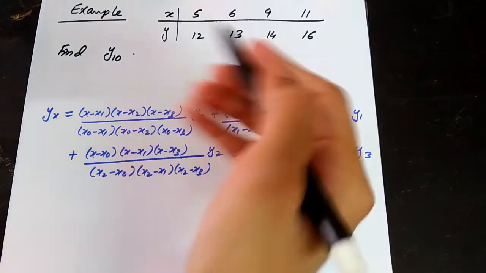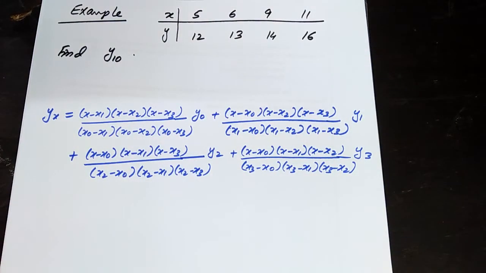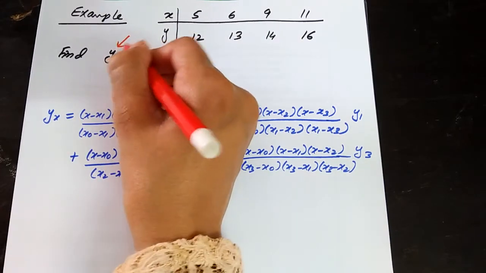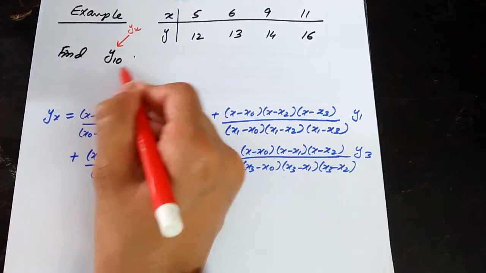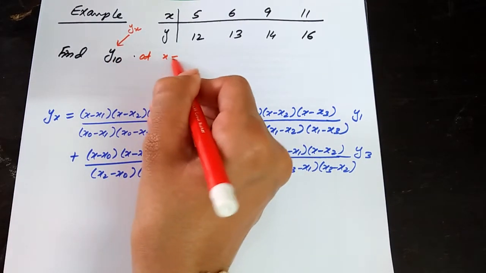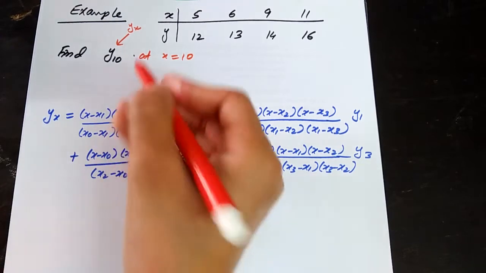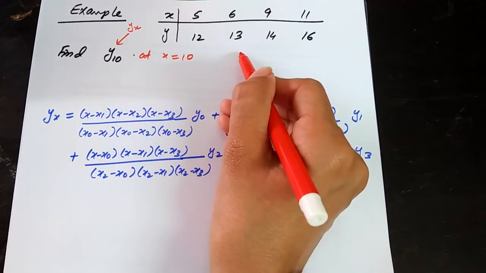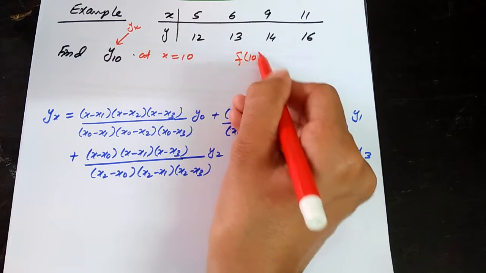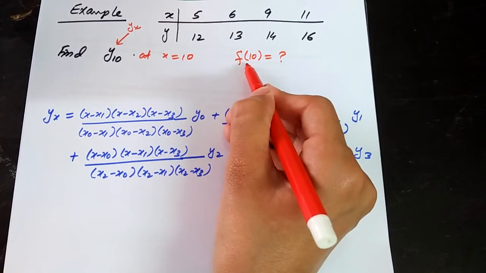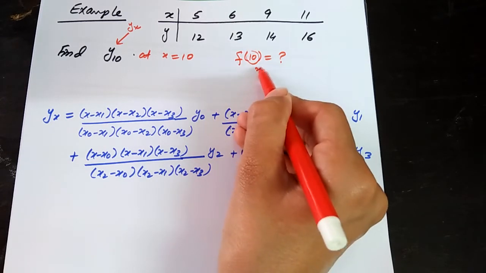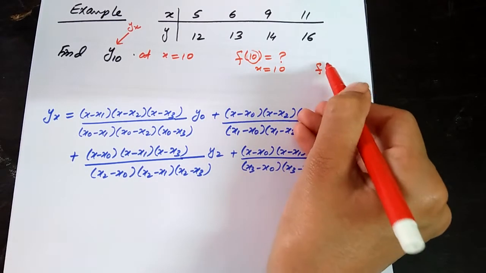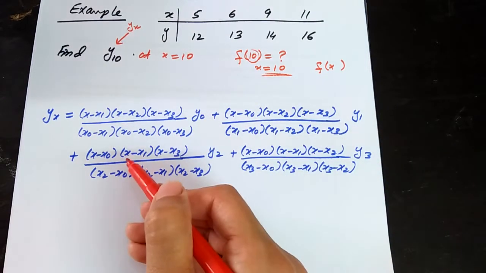Our example is: you are given some data and you have to calculate the value of y10. Now what is this y10? This y10 is basically yx. So you basically have to find the value of y at x equals 10, or sometimes it's also written as find f of 10. f of 10 means you are given the x equals 10 value and you have to calculate your f of x at this value.